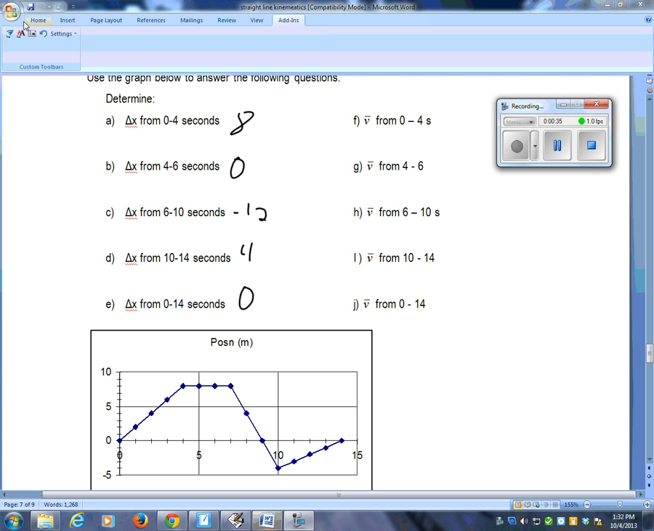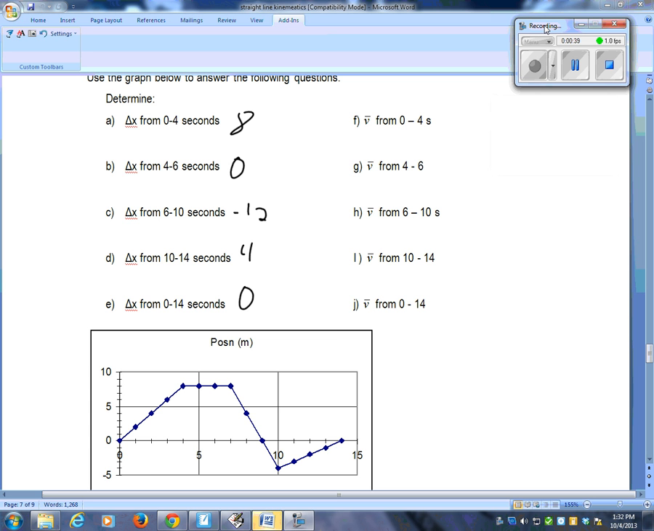Now I asked you to also, it isn't in your page, but you'll notice that I've edited it for next year's group, find the average velocity from 0 to 4 seconds as well. So what do you do? You take the displacement and divide by the time. So the displacement is 8. 0 to 4 seconds is 4, so that's going to be 8 over 4, or 2 meters per second.